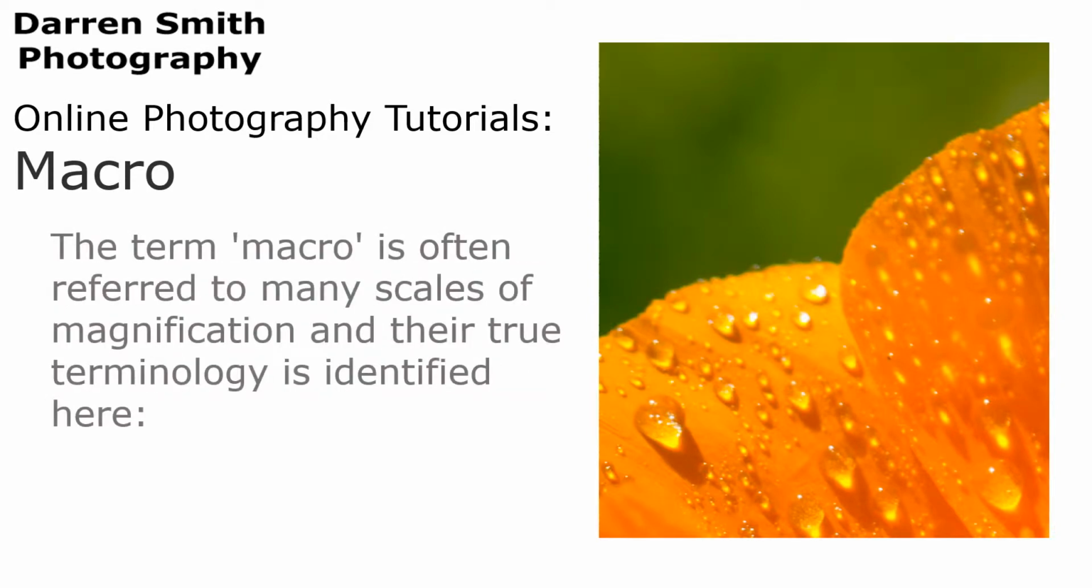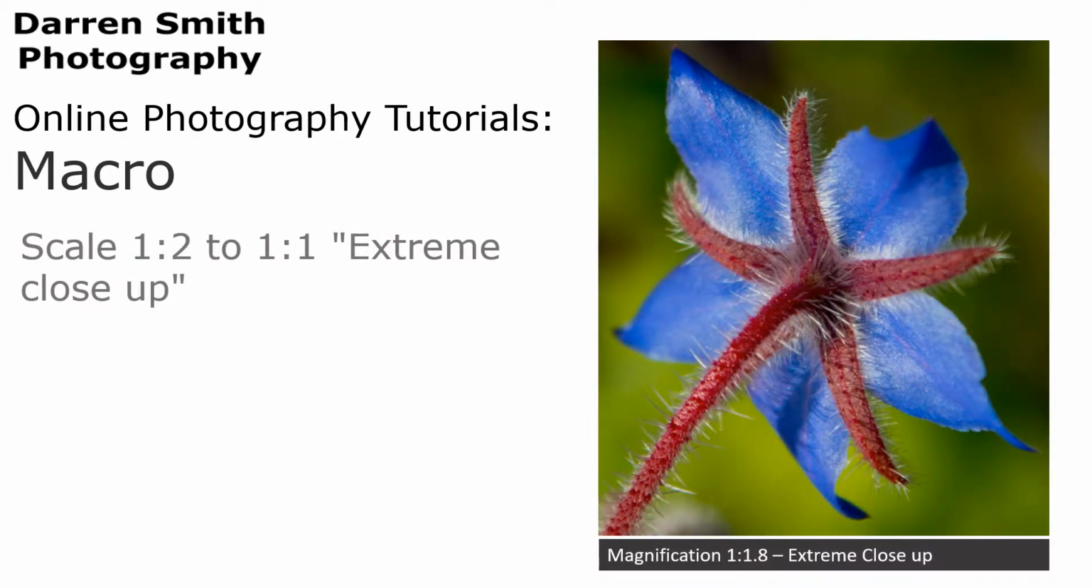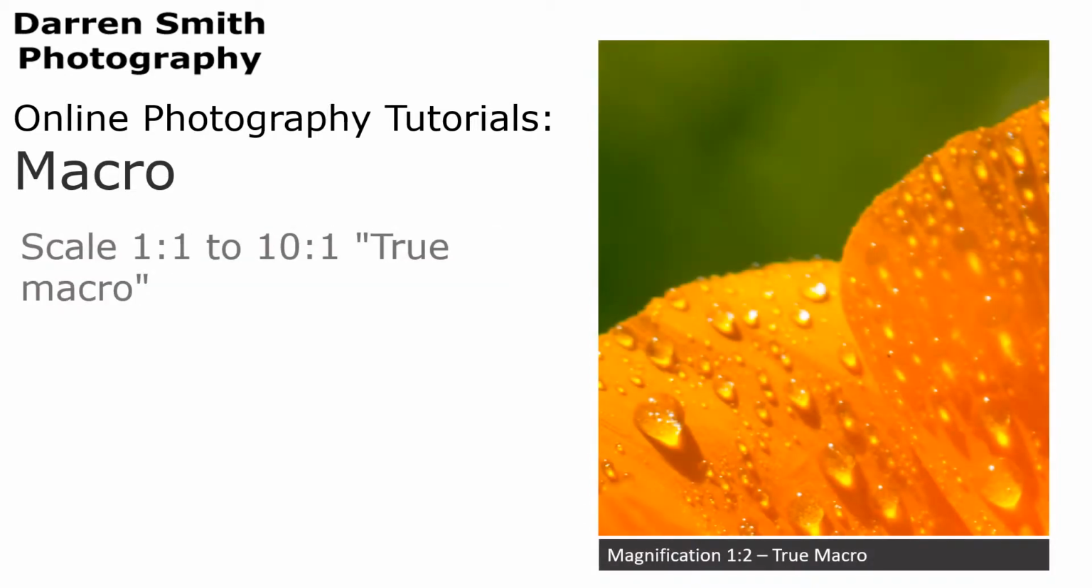The term macro is often referred to by many scales of magnification, and their true terminology is identified here. A scale range between 1 to 10 and 1 to 2 is known as close-up. This could be any subject that is 10 times to 2 times the size of your sensor. Any subject that is 2 times the size of your sensor is known as extreme close-up. And anything that is the same size as your sensor or below is known as true macro.